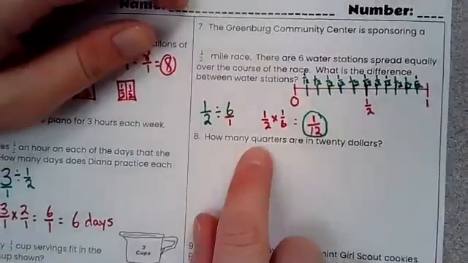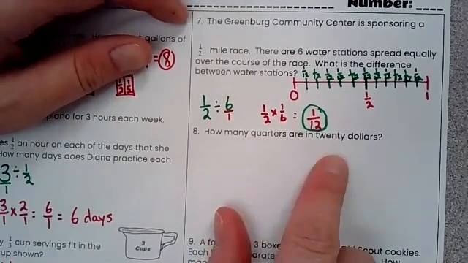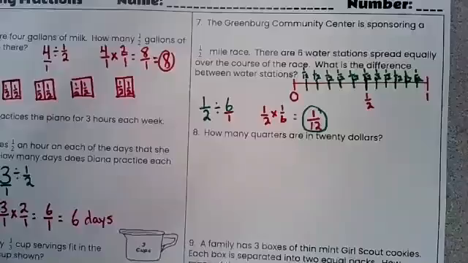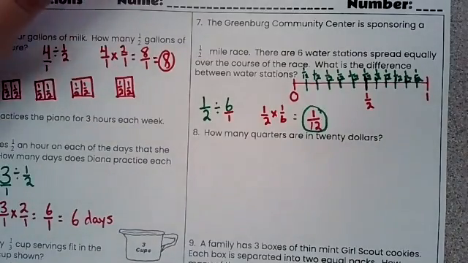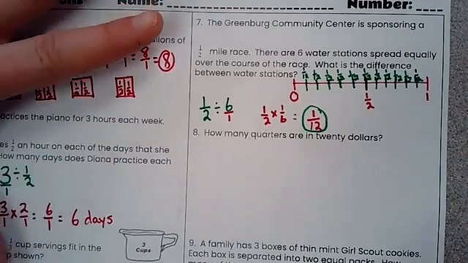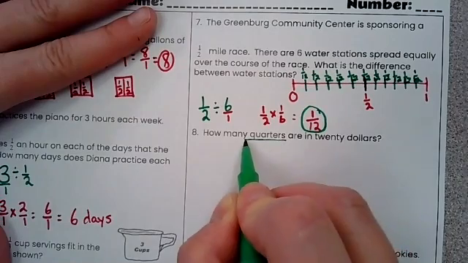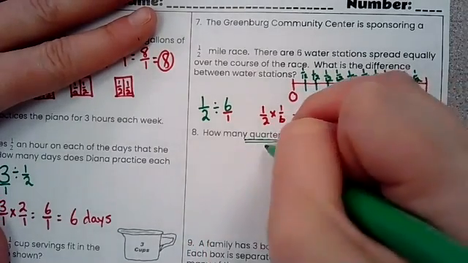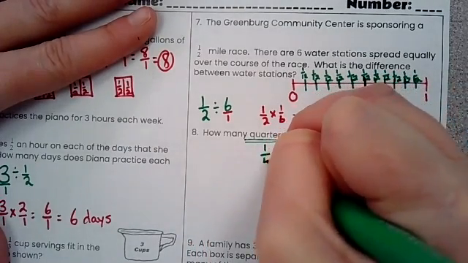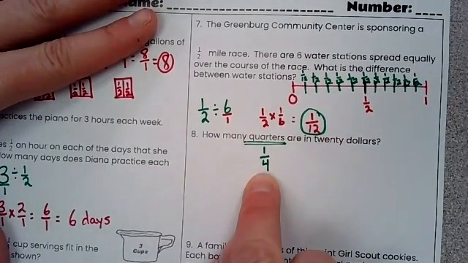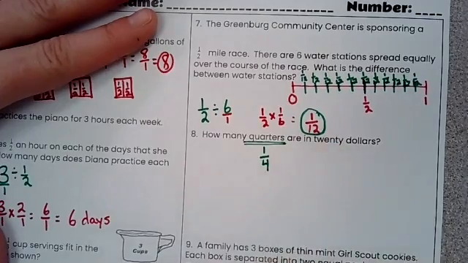All right, how many quarters are there in $20? Okay, so, this one is kind of hard to explain, but here we go. So what you have to do is you have to think to yourself, how much is a quarter? A quarter is 1/4 of a dollar. So it's literally asking you, how many fourths are there in 20?